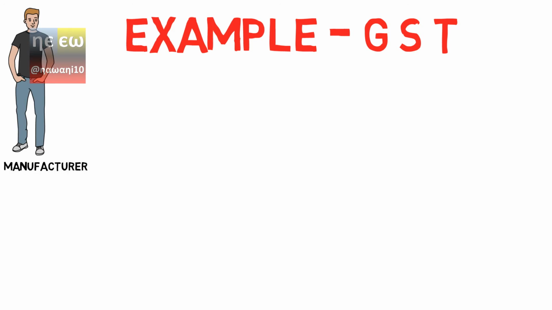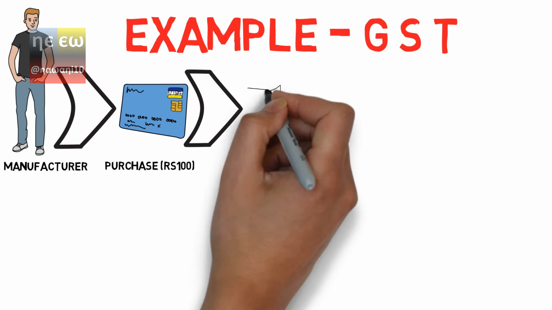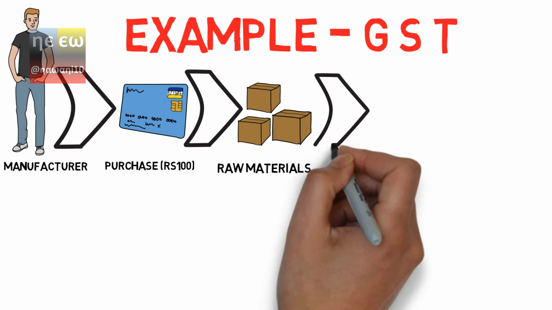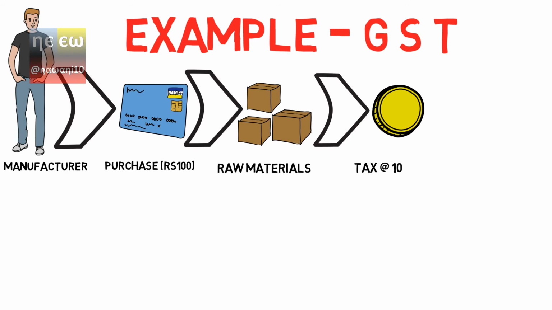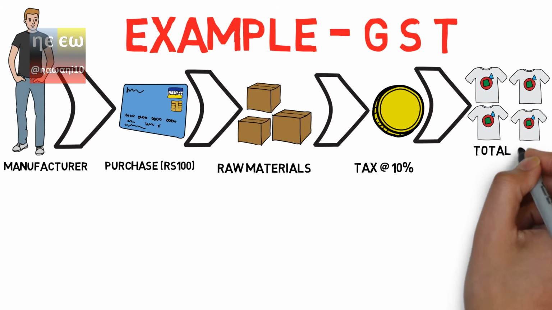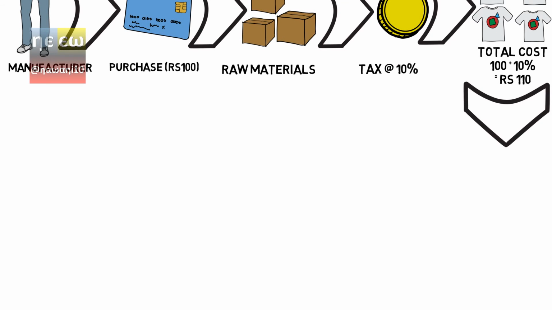Let us understand this with an example. A shirt manufacturer pays rupees 100 to buy raw materials. If the rate of taxes is set at 10%, and there is no profit or loss involved, then he has to pay rupees 10 as tax. So, the final cost of the shirt now becomes rupees 100 plus 10 equals 110.